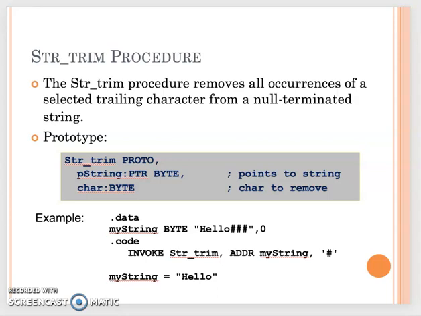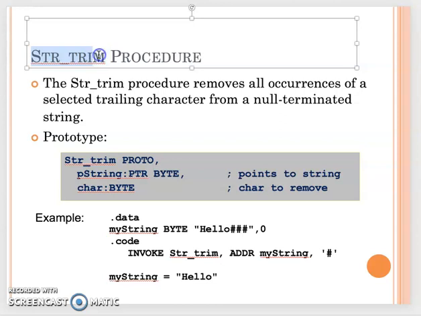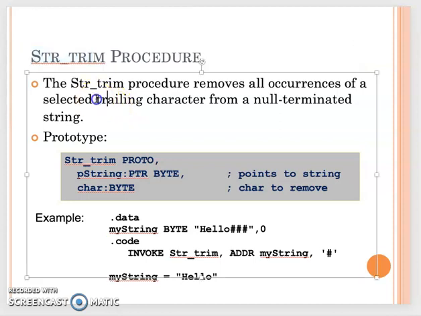Let's go over the last example for the string trim procedure. The string trim procedure will remove all the occurrences of a selected character. So be careful, we only have one character we will remove, and this character actually is at the end. It's only for all the occurrences of a selected trailing character from a null-terminated string.